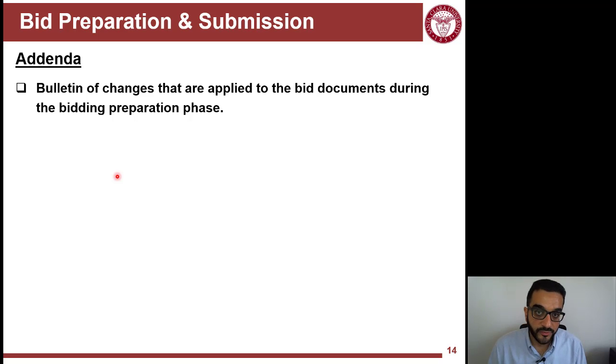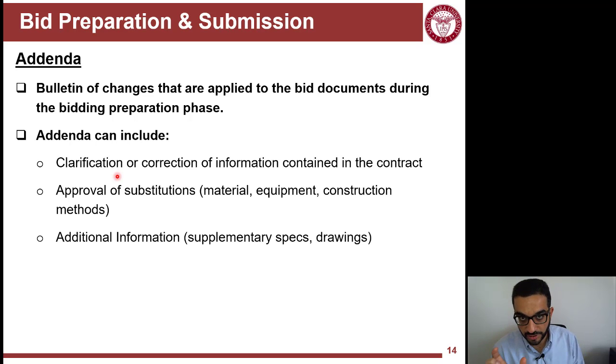Addenda is another part of the bid, which is kind of a bulletin list of changes and clarifications that happen during the bid process. And be very careful here. Try to differentiate between that and what happens after construction starts, when changes and information are being shared. So during the bid: clarifications, approval for substitutions, and additional information. Let's say you're a bidder and you found some issue with the bid documents, you send a request for information to the architect or the owner rep.